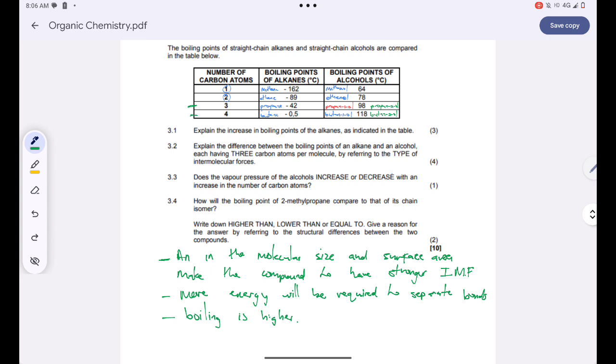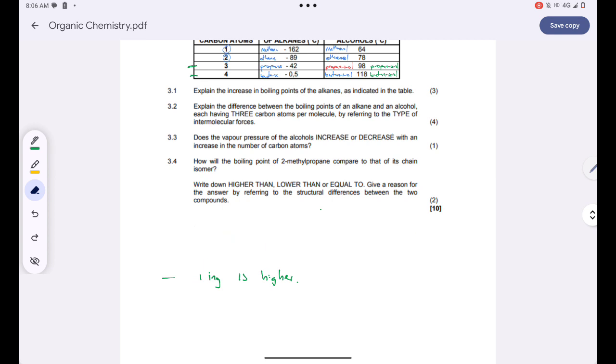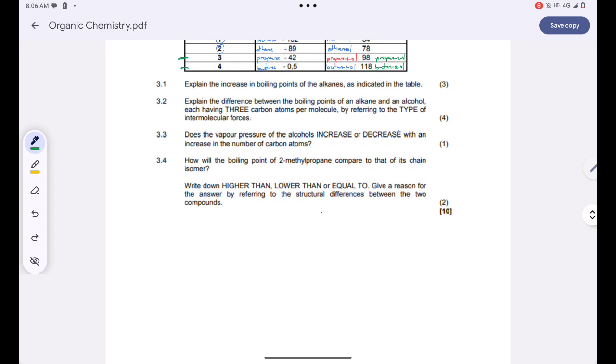Okay, now we are supposed to explain the difference between the boiling point of an alkane and an alcohol having 3 carbon atoms per molecule by referring to the type of intermolecular forces. Okay, alkane and alcohol that has 3 carbon atoms. We will be dealing with propane, and then for alcohols it can be either propane 1-ol or propane 2-ol. It doesn't matter, né, guys? Since the examiner didn't specify, then we are okay as well.